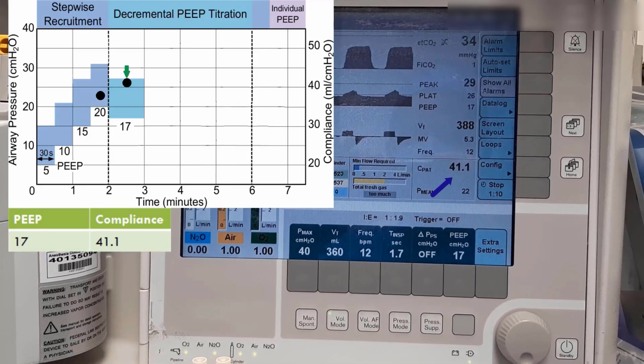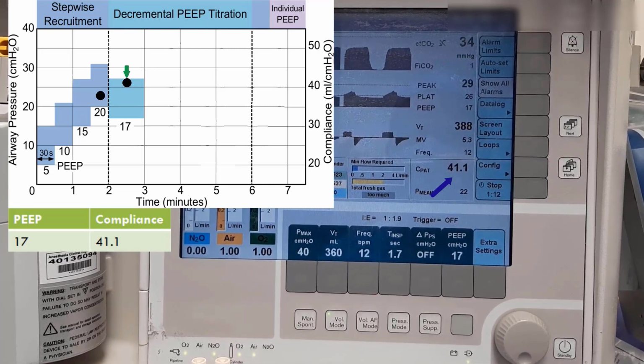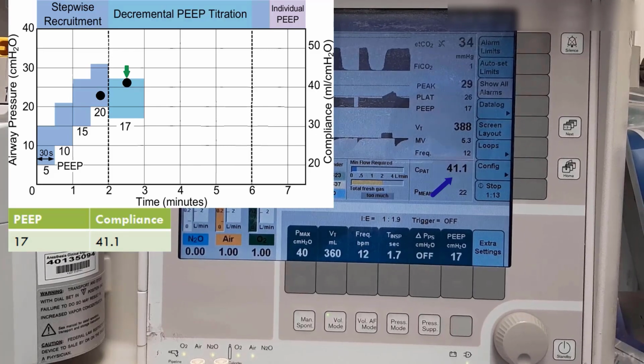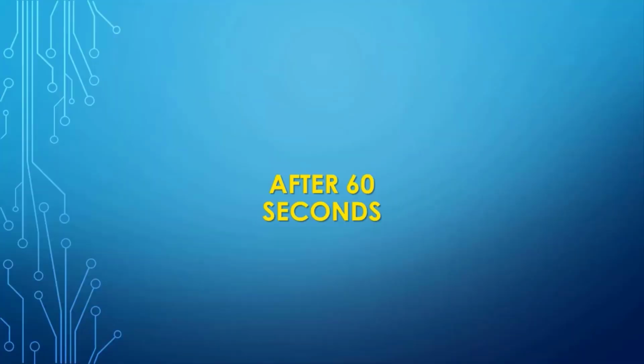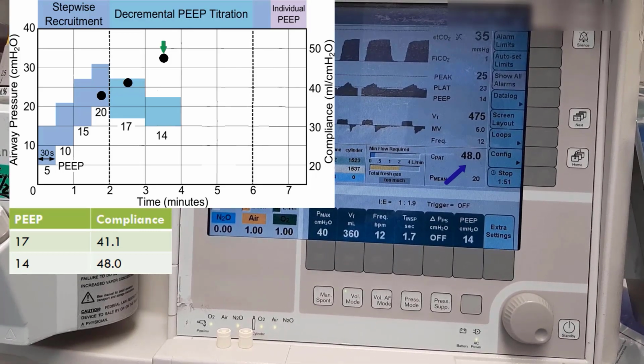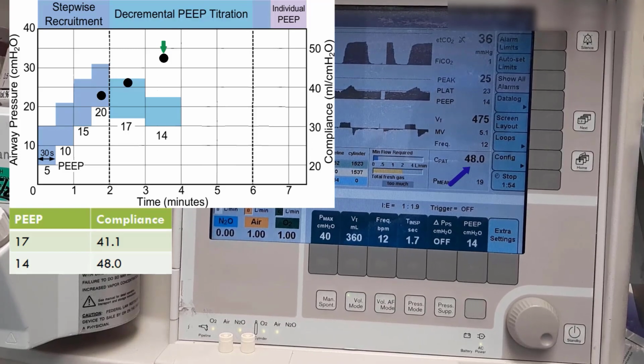In our patient, we decreased the PEEP from 20 to 17. When we did so, the compliance increased to 41. And then, after 60 seconds, we went ahead to our next step and decreased the PEEP from 17 to 14. When we did so, the compliance increased again to 48.